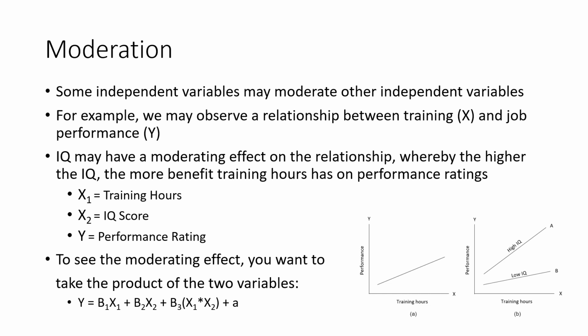So in order to assess a moderating effect, what you need to do is to take the product of the two variables in question. And you can see the equation at the bottom left-hand corner of this slide. So in this case, if you want to test a moderating effect between x and y, you would say y equals b1 x1 plus b2 x2. So those are our two variables, training hours and IQ, plus b3 times x1 times x2, and then you can add a, your y-intercept. And this will show you whether or not you have a significant moderation effect within your multivariate model.